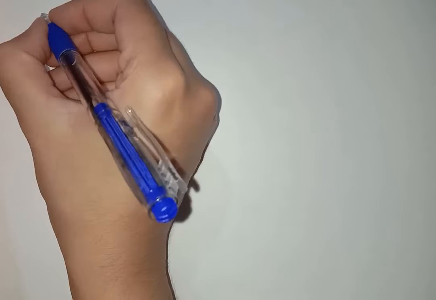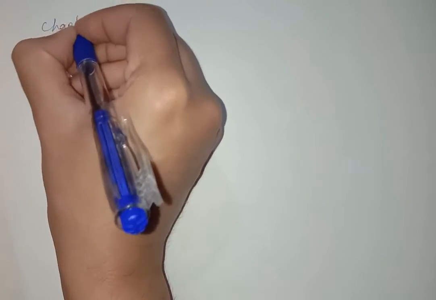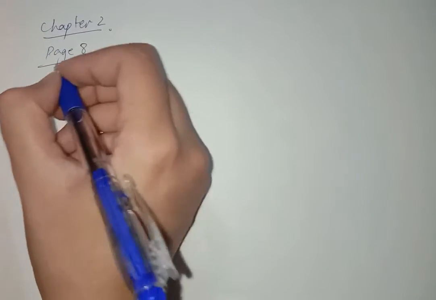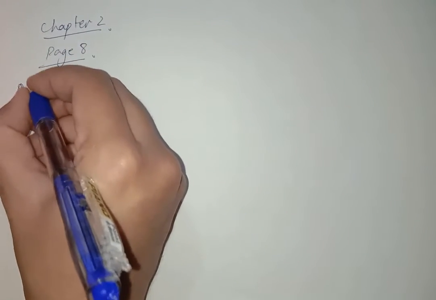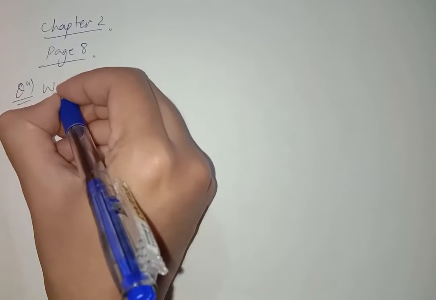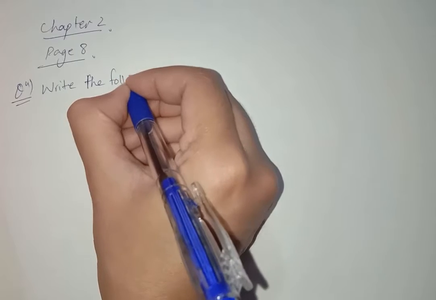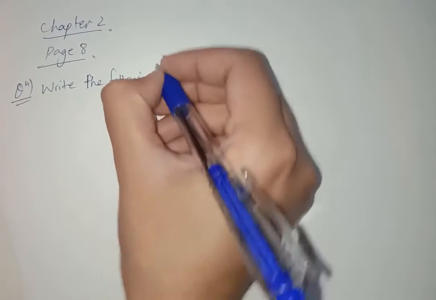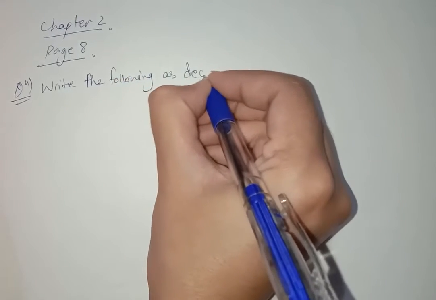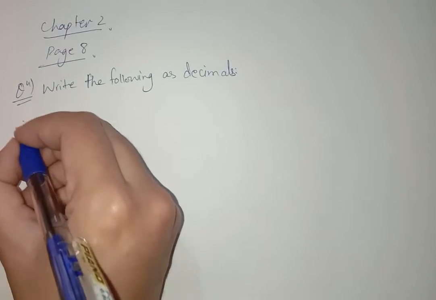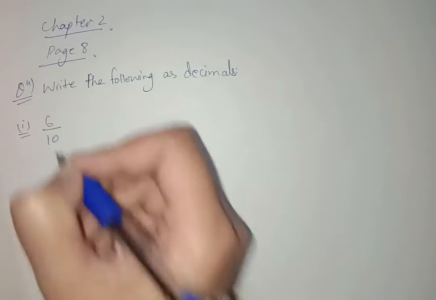The chapter number is 2. Okay. Page number is 8. Question number is 4. Write the following as decimals. Number 1 is 6 by 10. Okay.